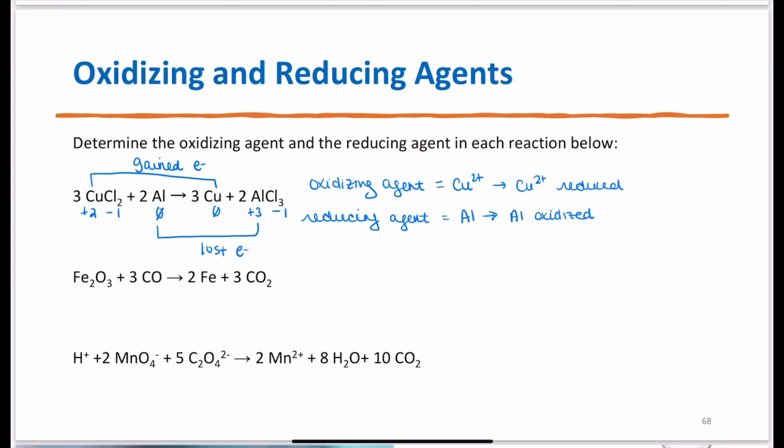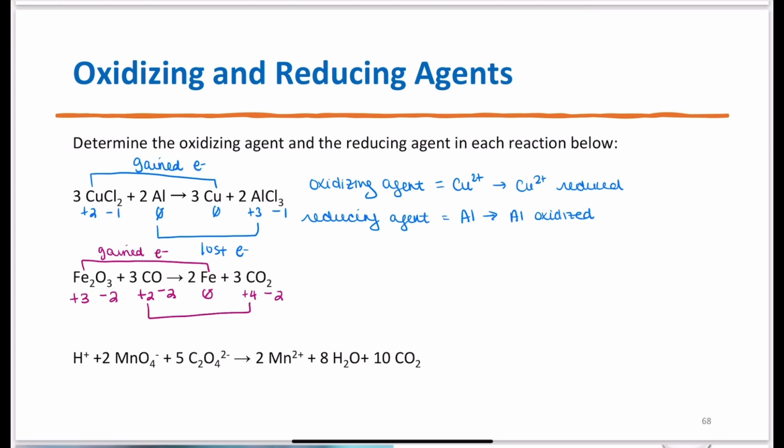Fe2O3 reacts with CO to form Fe and CO2. So here, Fe2O3, this is iron 3 oxide, the oxygen is -2. There's 3 of them, giving an overall -6 charge. I have 2 iron, so each iron must be a +3 charge to charge balance this. Oxygen -2, carbon +2. Iron is down to 0. Oxygen -2, and carbon +4. So I see here my iron went from 3 to 0. So my iron gained electrons.